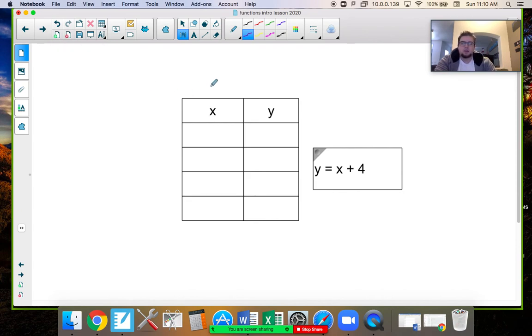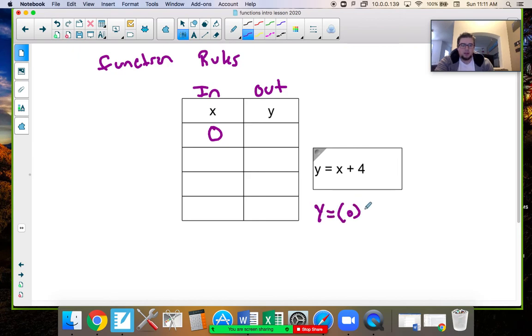Next thing we have are function rules for our input-output tables. So x is in, y is out. We're going to plug a number in for x, and we're going to see what we get out for y. It could be any number that we want. So let's just start with the number 0. It's in the x column, so we're going to plug it in for x over here. Anytime you plug a number into a function, you're going to want parentheses around it. In this case, the parentheses are a little unnecessary.